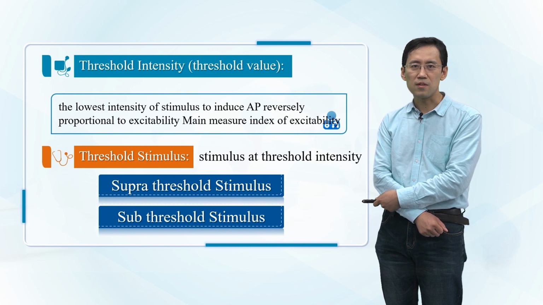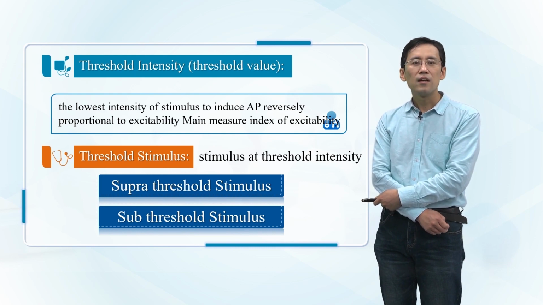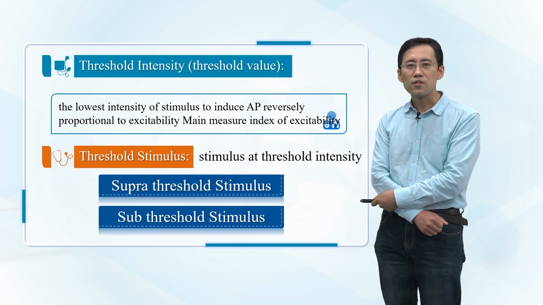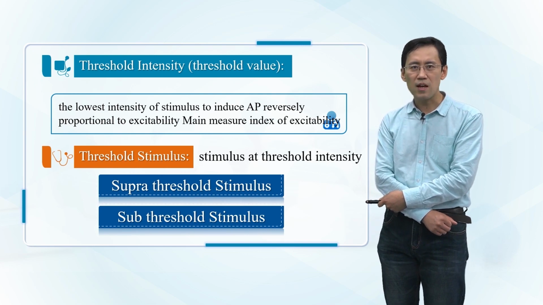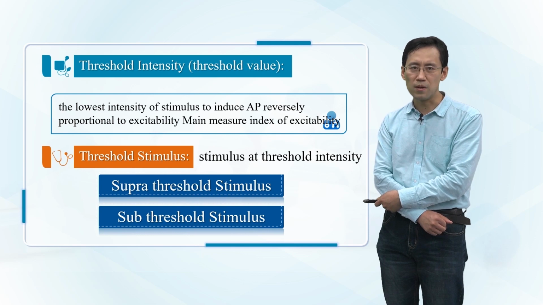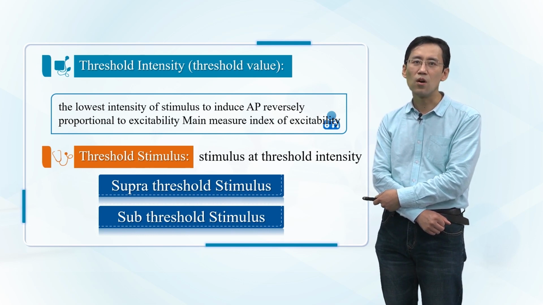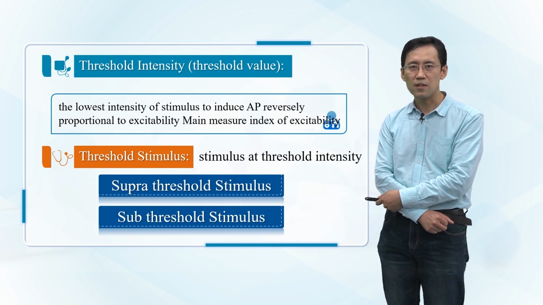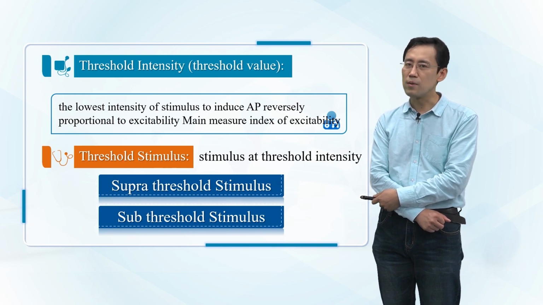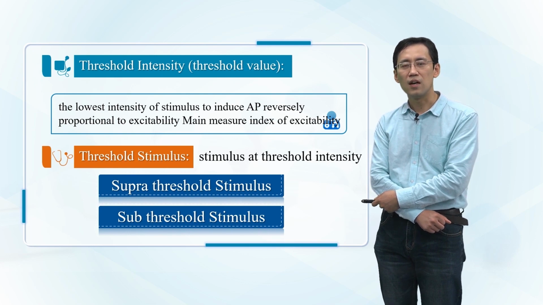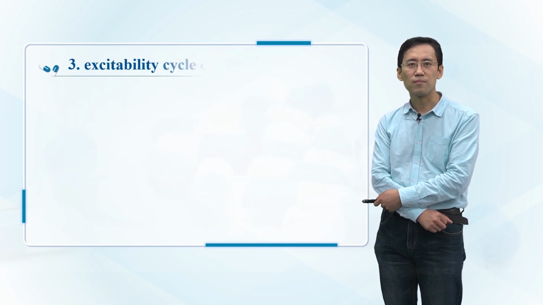Threshold stimulus is a stimulus at threshold intensity. There is also a supra-threshold stimulus and a sub-threshold stimulus. The supra-threshold stimulus can cause an AP, but the sub-threshold stimulus cannot cause an action potential.